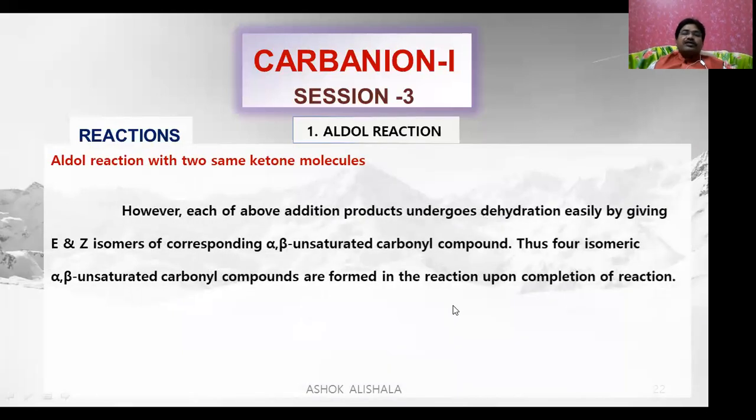Aldol reaction with the same ketone. However, each of the above addition products undergoes dehydration easily, giving E and Z isomers of the corresponding alpha beta unsaturated carbonyl compound. Thus, four isomeric alpha beta unsaturated carbonyl compounds are formed in the reaction upon completion of the reaction.